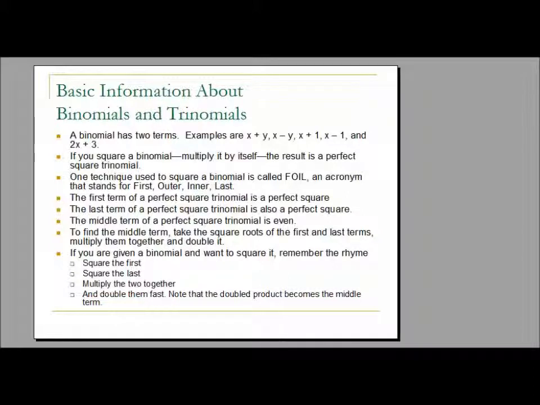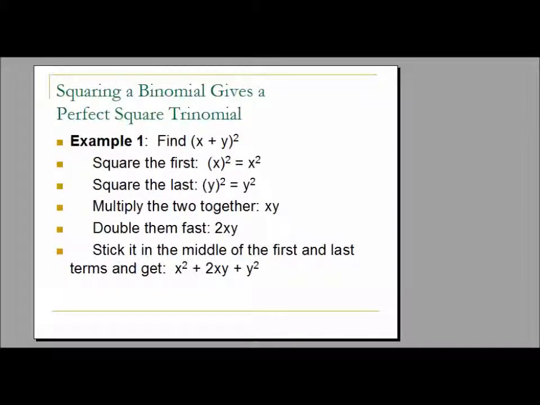If you are given a binomial and want to square it, remember the jingle: square the first, square the last, multiply the two together, and double them fast. Note that the doubled product becomes the middle term. Squaring a binomial gives a perfect square trinomial.